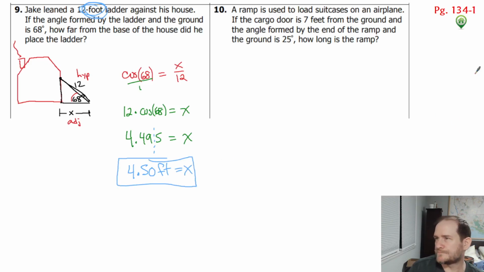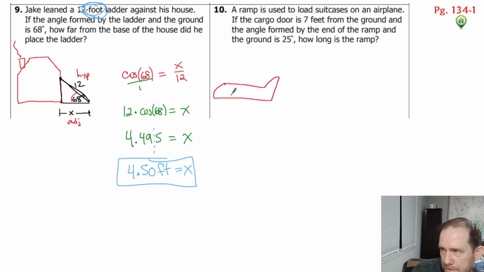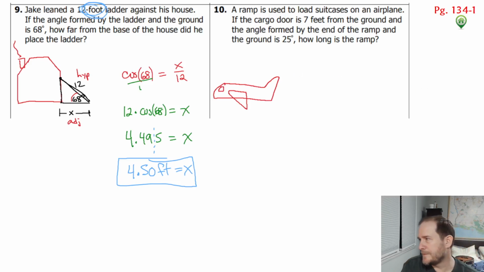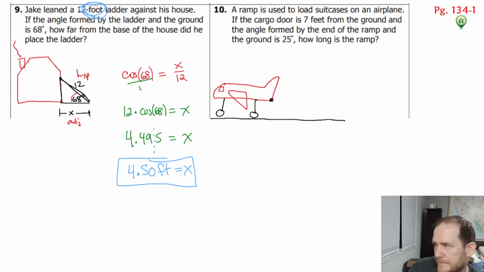Let's see the next one. It says a ramp is used to load suitcases on an airplane. The cargo door is 7 feet from the ground. So there's like this airplane and stuff. Wing. Window. That's a pretty good airplane. But anyway, they have to load stuff into the back of the airplane. And the airplane is up on these really tall wheels. So the ground is way down here. So that means to get up and load stuff into the airplane, they need a ramp. There's your ramp.